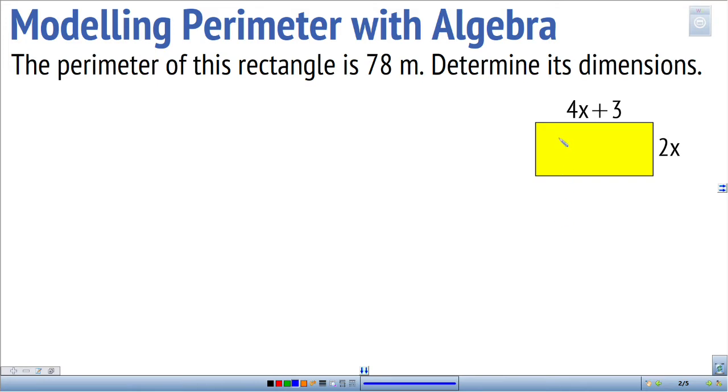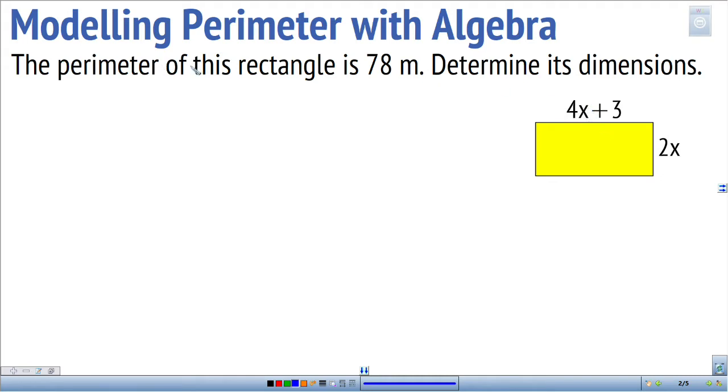dimensions. So the length and the width here are actually expressed as algebraic expressions. We are going to figure out some way of finding out what this x is. Because if I know what the value of x is, then I can just do 2 times whatever that value is, and that will get me the width here. And then if I know the value of x here, I can just multiply it by 4 and then add 3, and I'll know the length. So we need to figure out the value of x by creating an equation.